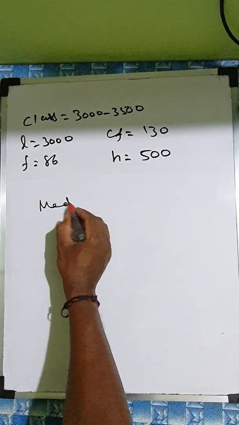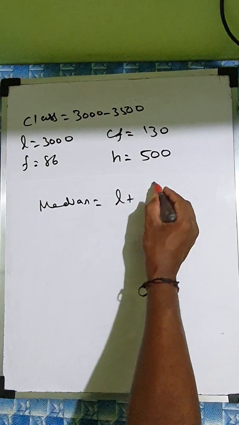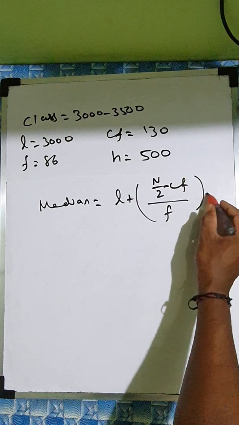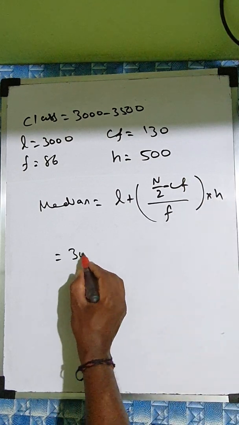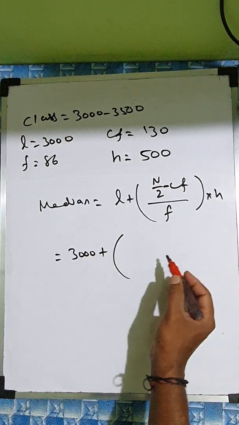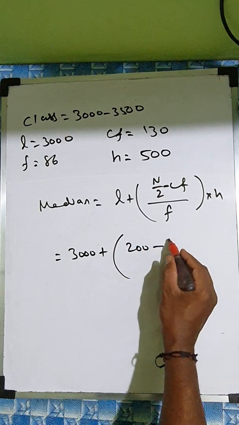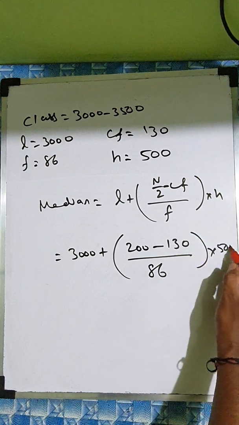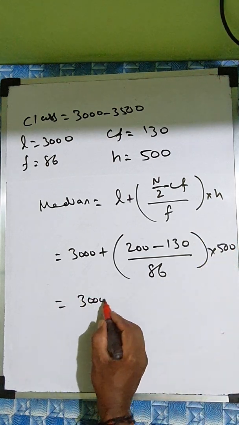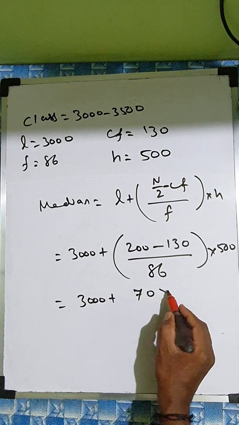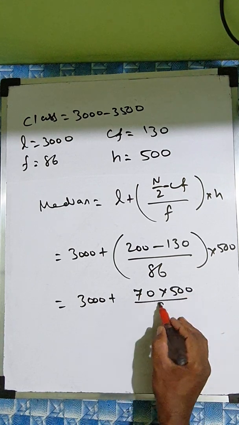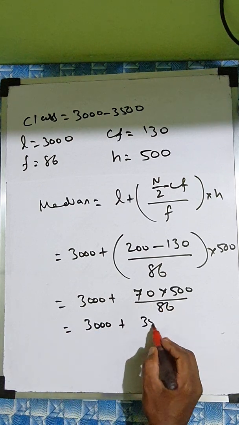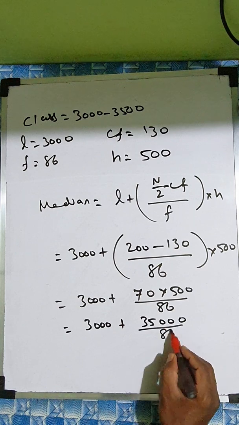So median equals L plus n by 2 minus CF by F into H. So 3000 plus n by 2, how much is that? That is 200. CF is 130 divided by frequency 86 into 500. So 3000 plus 70 into 500 divided by 86. So 3000 plus 7 5s are 35, then put 3 zeros, divide by 86.